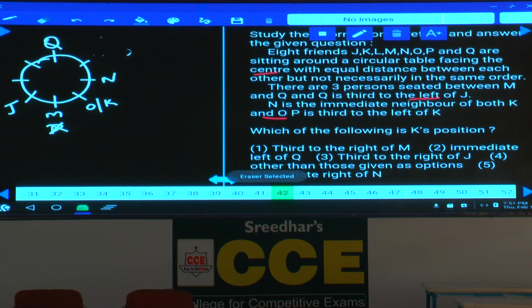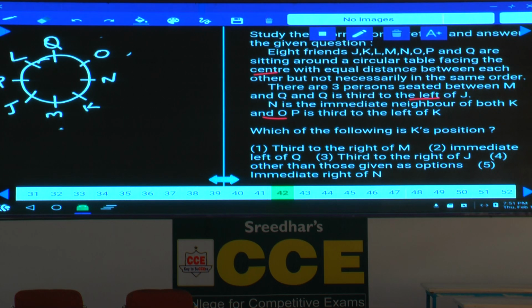If K cannot be here, then K will be in between M and N. K is in between M and N. If K is in between M and N, then who is the other person here? O is here. And P is south to the left of K, 1, 2, 3, P will be here. If P is here, tell me who is the person left over? J, K, L. L is the person left over.